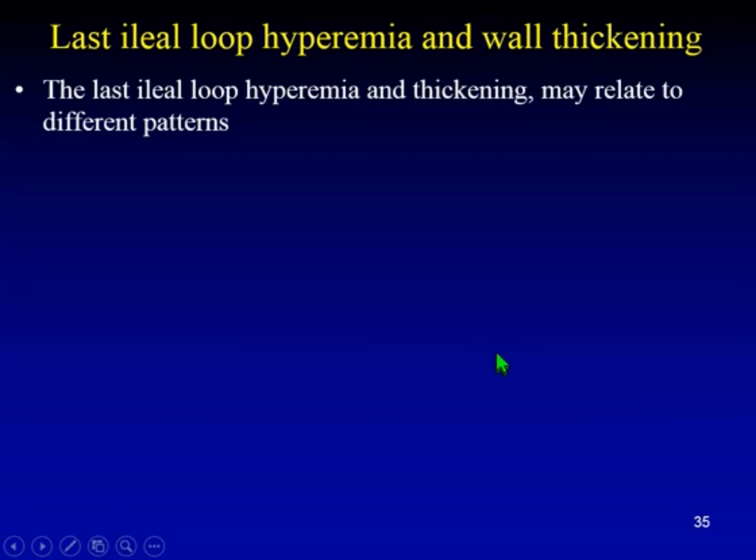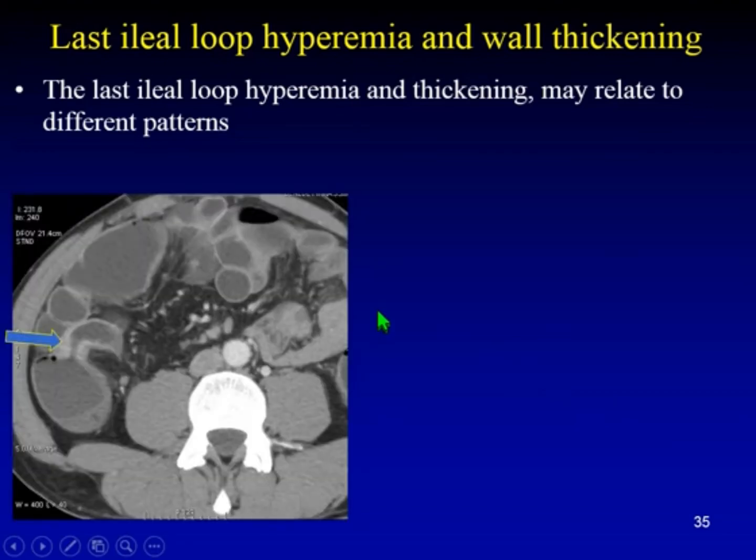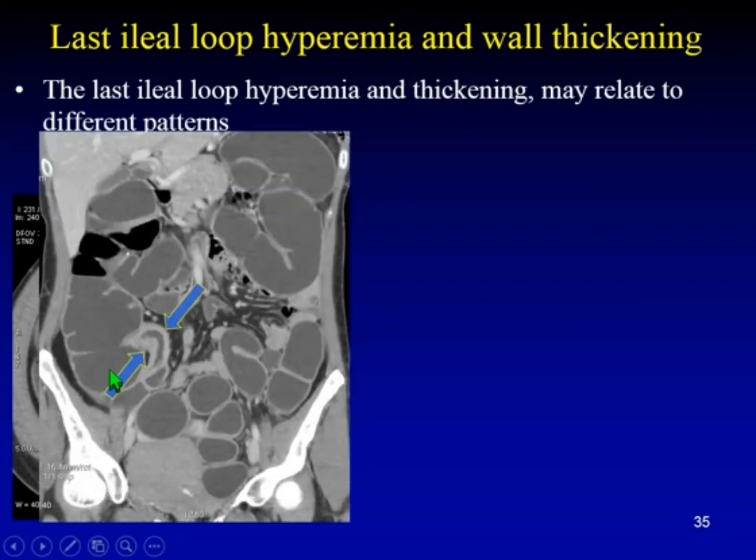What about last ileal loop hyperemia? This is a diagnosis that all of us may meet every day at our hospital performing CT, and I'd like to share with you 3 cases. This is a CT colon enema. You may detect that the last ileal loop is thickened, multilayered, and hyperemic. The diagnosis is easy: Crohn's disease.